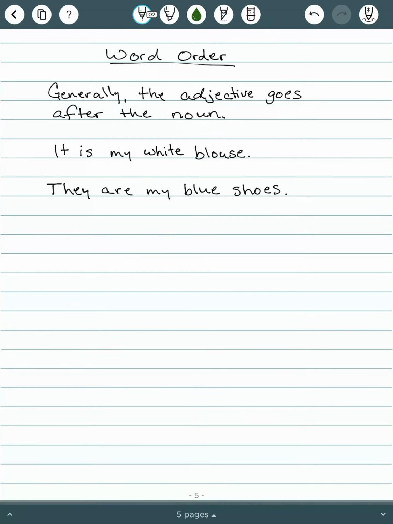All right, last thing, and this is word order. So this takes us a little bit of getting used to. In Spanish, adjectives go after the noun. So let's look at this sentence. They are my blue shoes. So shoes is my noun here, and blue is my adjective. So in English, my adjective is first and my noun is second. But look at my sentence. Generally, the adjective goes after the noun. So it's noun first, adjective second.